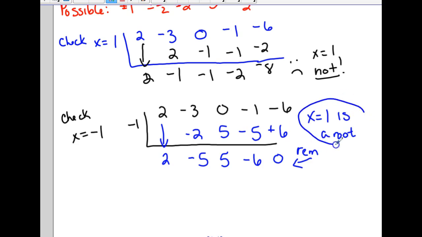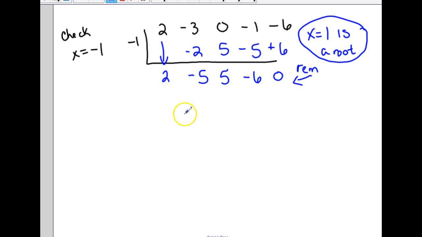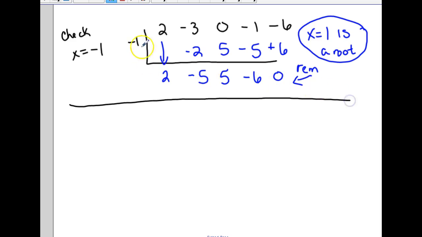How am I going to remember? X equals 1 is a root. Okay, so we are not done. This equation was a degree 4, so we've got to start all over again. So since this was an x to the 4, this equation is an x cubed. So we're going to write down 2x cubed minus 5x squared plus 5x minus 6.